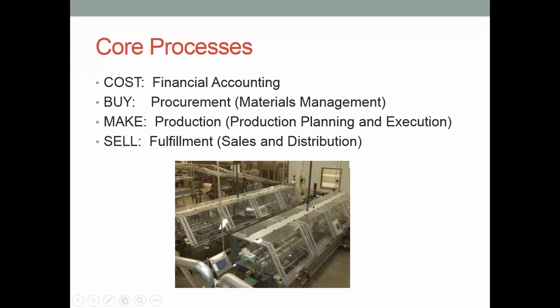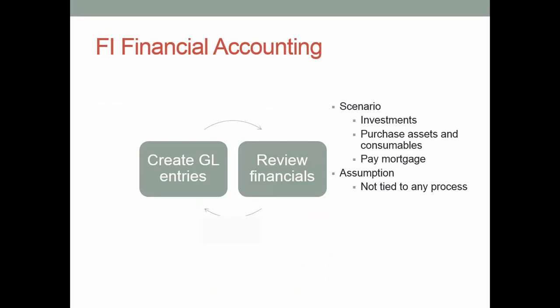So the core processes for this semester are cost, buy, make, and sell. Costing, of course, is financial accounting. Buying is the procurement process. Making is what we're doing this semester. That's production planning and execution. And the selling process is the fulfillment or sales and distribution.